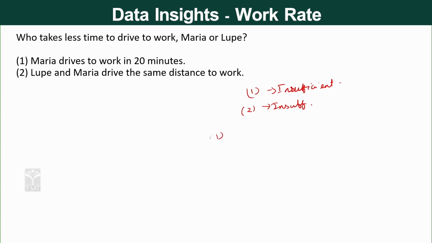So, combining statements 1 and 2, you have that Maria drives to work in 20 minutes and Maria and Lupe drive the same distance, but there is no information about what speed Lupe is driving at. So, you cannot comment on whether it will take him less time or more time. You do not know the time taken by Lupe even in this. So, therefore, this together is also insufficient to answer the question. Let us move to the next question now.